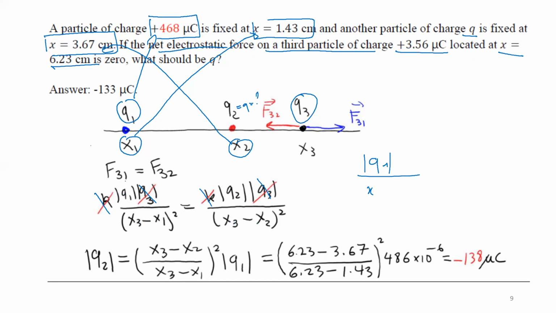X3. So by the way, what is X3? I know X3. X3 is just this, 6.23 centimeters, minus X1. I know what is X1, 1.43 centimeters. You can put them in meters if you want, but I know that they will cancel each other. So here I will have Q2, which is the Q that I want, divided by the distance between 2 and 3. What is X2? I know X2, right? X2 is given, X2 is just this, 3.67 centimeters. If I leave them in centimeters here, I should leave them in centimeters there. If I put one in meters, I should put the other one in meters. They will simplify anyway.